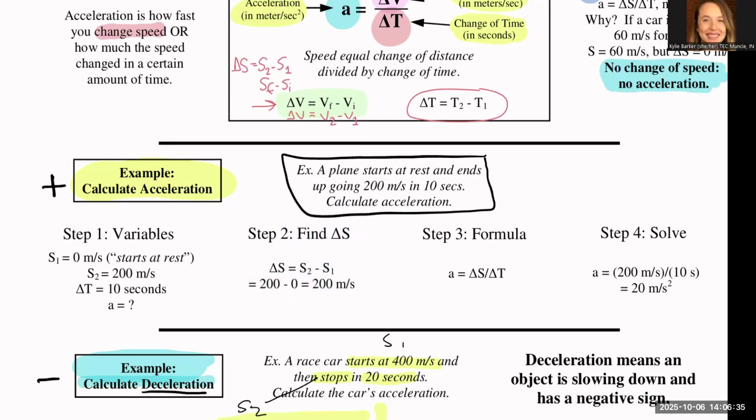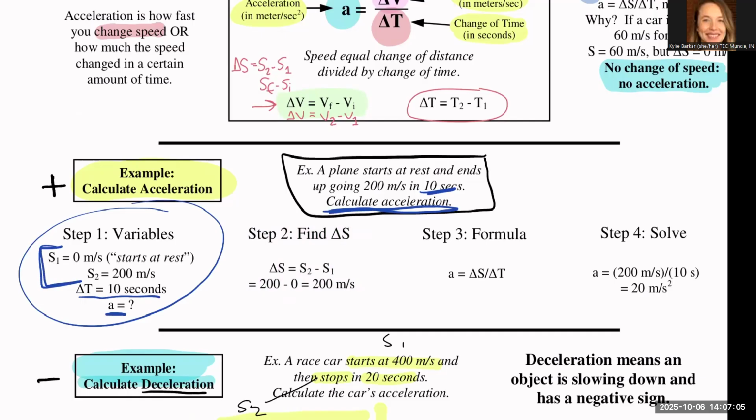So if you remember our little 5-step process that we did last week, we're going to read through the story problem first of all and figure out what variables do I already know, what do I not know. Down here, they already said A equals question mark because we don't know acceleration. They're asking us to calculate acceleration. The amount of time, 10 seconds. Usually that one's pretty easy. And then here's kind of our new thing, our S1 and our S2.